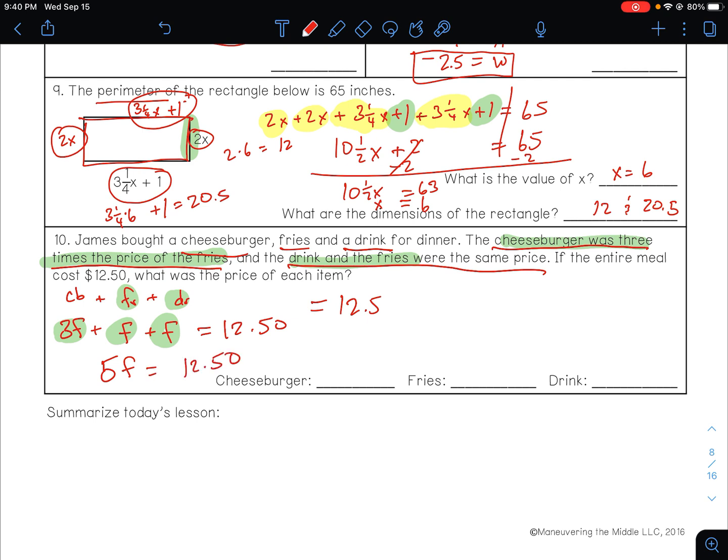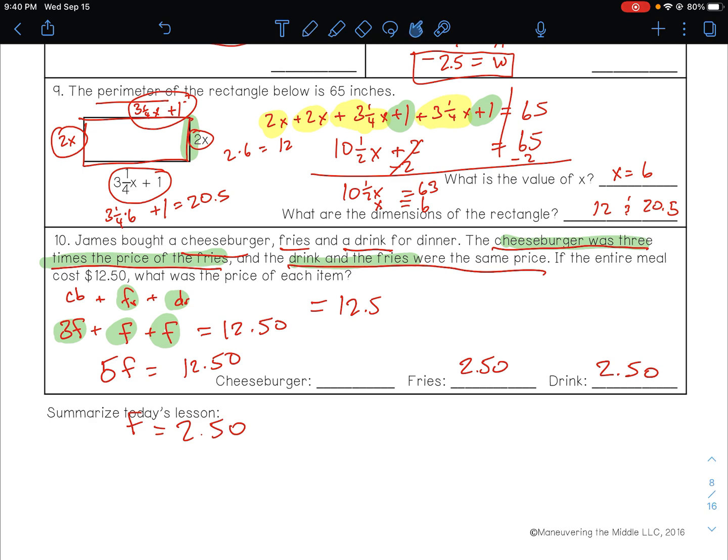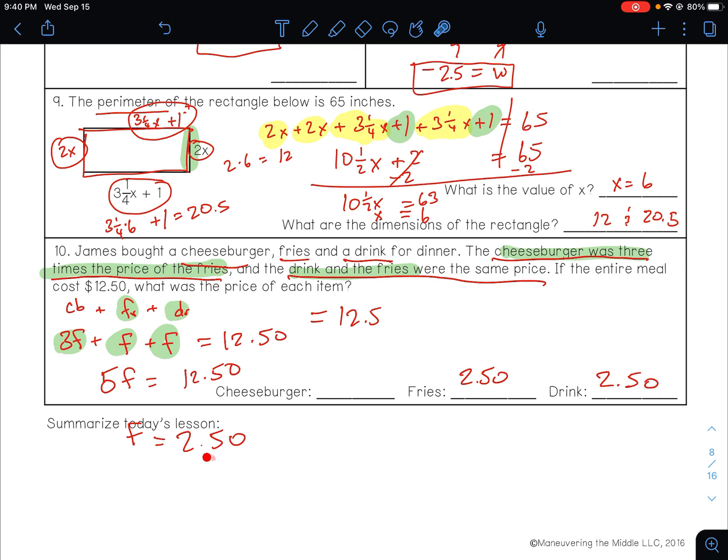Now we divide 12.50 by 5, and we should get F equals 2.5, or $2.50. So they're asking for the price of the fries. That's $2.50 because F is the price of the fries. The drink is the same as the fries, so it's also $2.50. What's the price of the cheeseburger? Well, if the cheeseburger is 3 times the cost of the fries, it's $2.50 times 3. If I multiply 2.50 times 3, I get 7.50. And that's it.